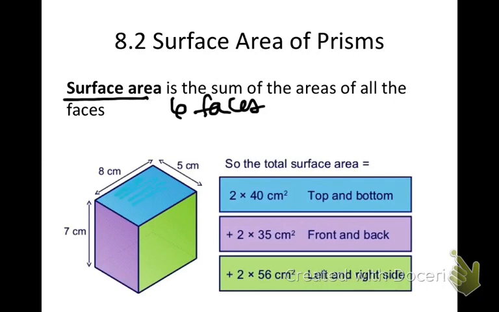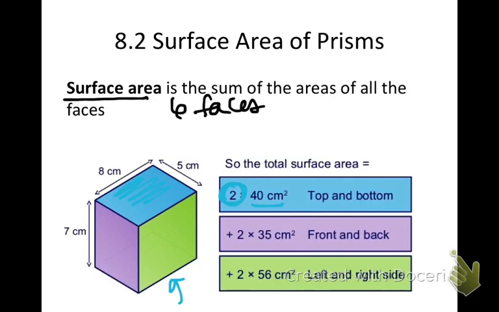So there's the top here. There's going to be a bottom one the same color. So that's why you have 2 of them. And 8 times 5 is 40. So that's how you get the surface area of the top and the bottom of your box.